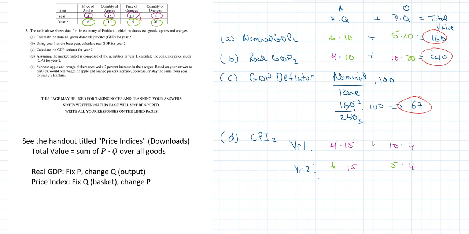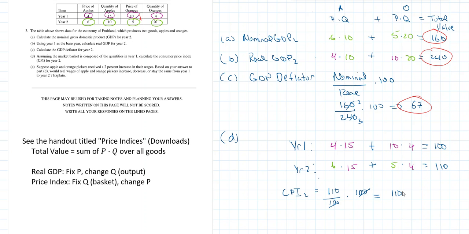So we multiply again and add. Our first sum is 60 plus 40 is 100, conveniently. And this one is 90 plus 20 is 110. So the CPI in year 2 is the total value of the basket in year 2, which is 110, divided by the base year value of the basket, times 100.